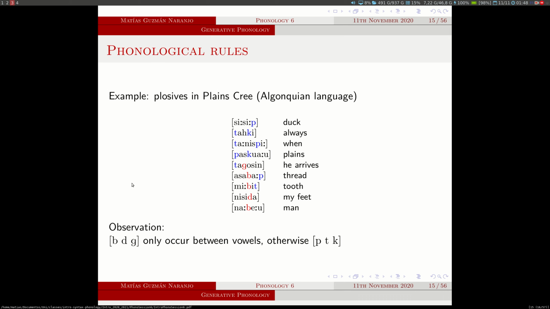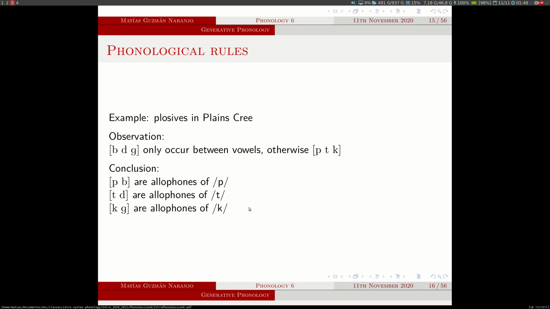Well, the observation here in this case is that b, d, g only occur between two vowels, and otherwise you have p, t, and k. If you can see here. So the voiced versions are always intervocalic. So what we can conclude from this is that p and b are allophones, t and d are allophones, and k and g are allophones.